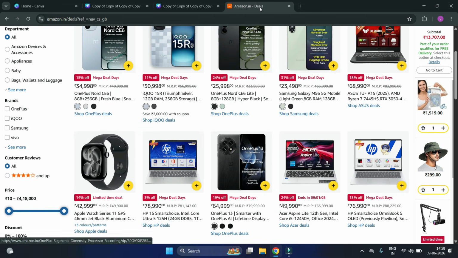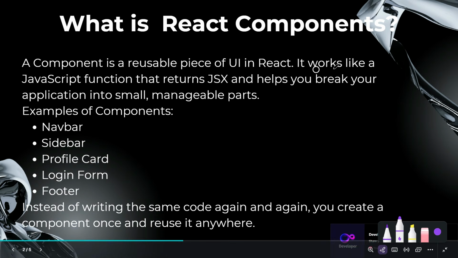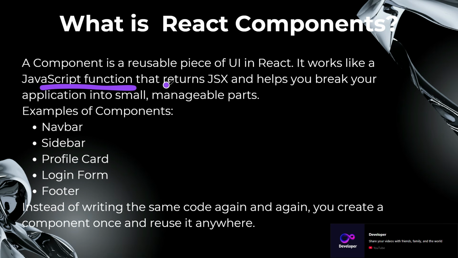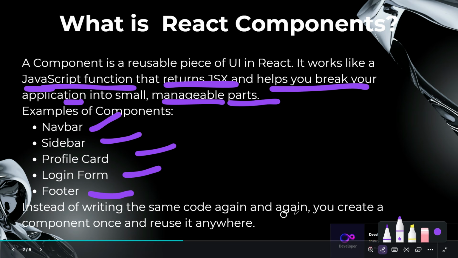Okay, a component is a simple function, but inside it you put the JSX code. It is a JavaScript function that returns JSX and helps you break your application into small manageable parts. Examples of components: navbar, sidebar, profile card, login form, then footers. The main thing to focus on here is that a component is also a function, but inside it you have to put JSX code, like HTML-like syntax. So instead of writing the same code again and again, you create a component once and reuse it anywhere.